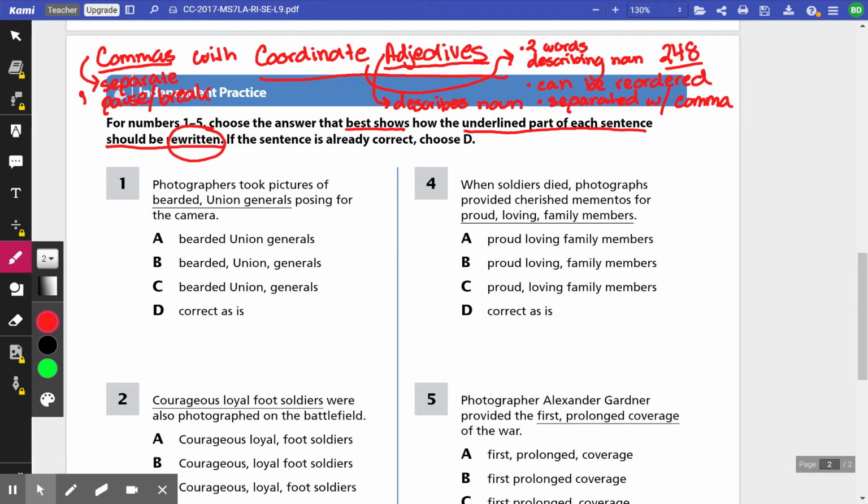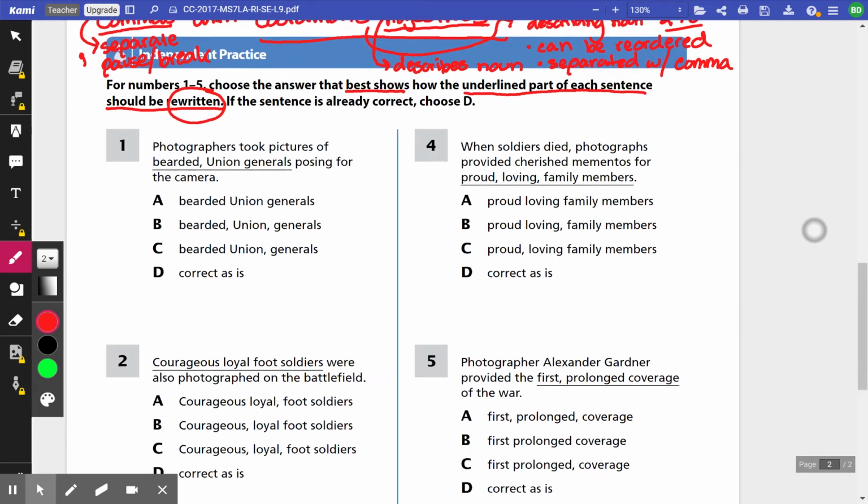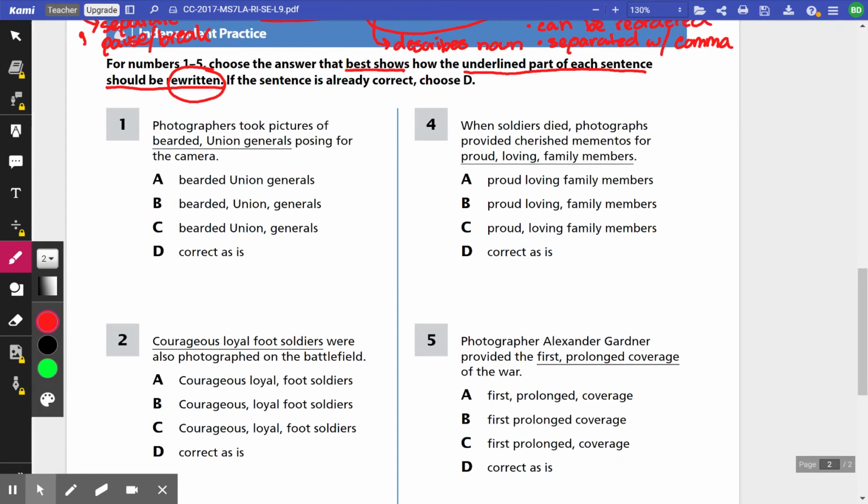All right, so guys, I'm assuming that you have worked through numbers 1 through 5 already, and you're feeling good. You're ready to check your answers. So let's see what you've got. So let's look at number 1 first. So photographers took pictures of bearded Union generals posing for the camera.